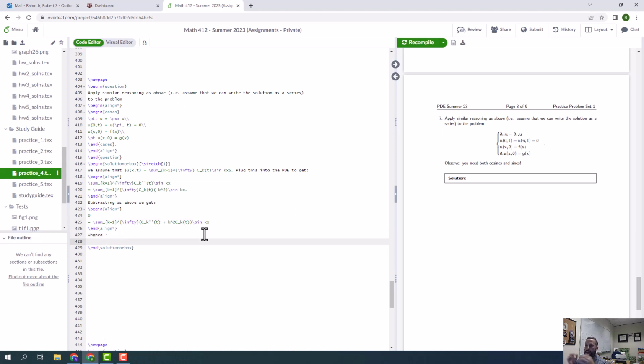Okay, so why does it imply that? Well, we saw that the sine functions are orthogonal, meaning they're linearly independent. So it's kind of like a polynomial. If you think back to polynomials, two polynomials are equal if and only if the corresponding coefficients are equal. A similar thing is true here. A sine series is equal to 0 if and only if the corresponding coefficients on the sines are equal to 0. And so this tells us that c_k double prime of t is equal to minus k squared c_k of t.